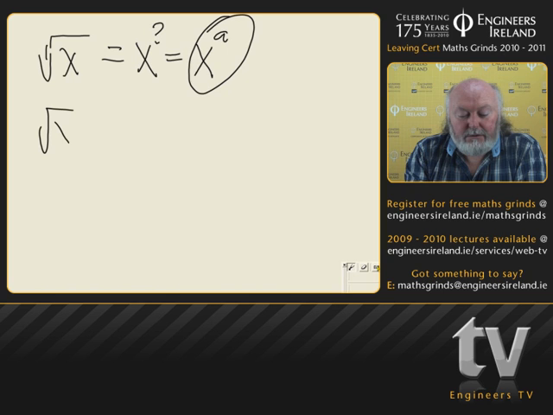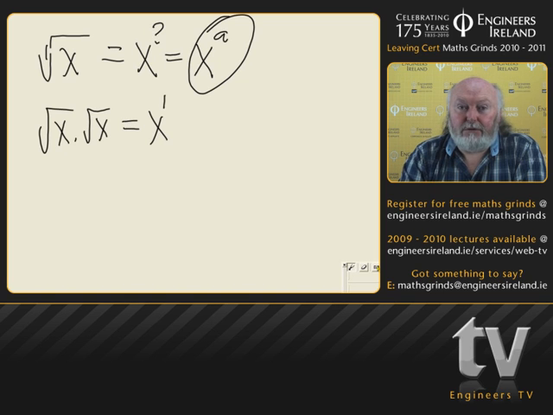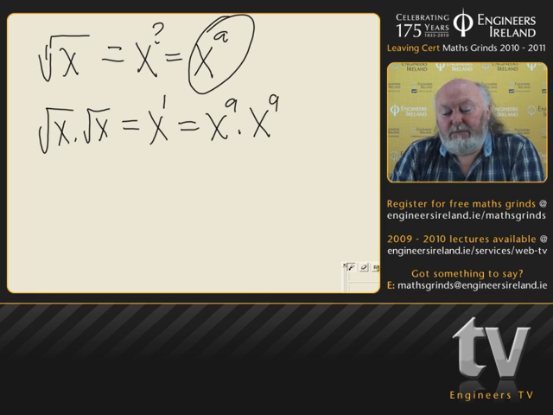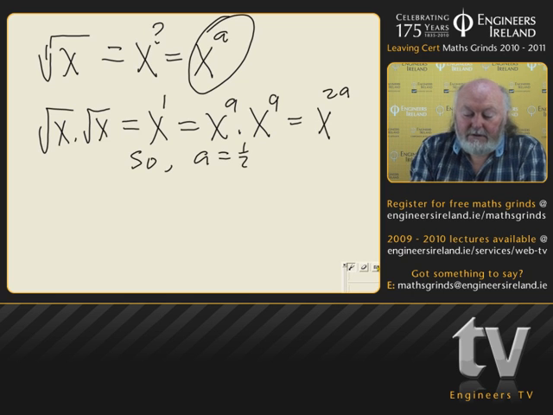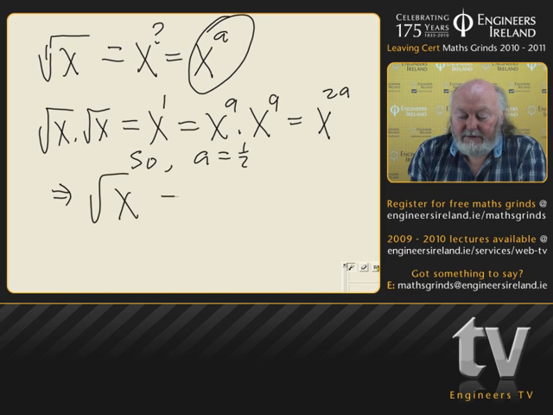We know that if the square root of x was multiplied by itself, the answer is x, and x is itself to the power of 1, of course. So we can say, so x to the 1 must be x to the a by x to the a, which is x to the 2a. And that implies that the square root of x is equal to x to the half.